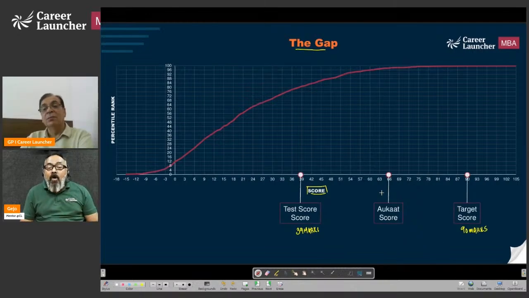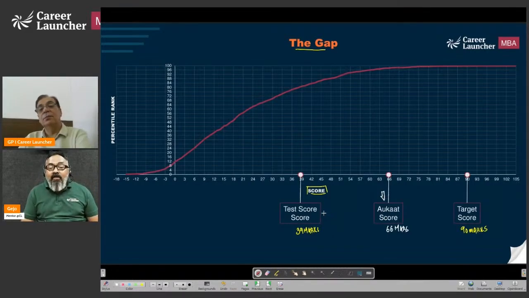But when I put the Aukat score in the middle, and imagine the Aukat score is 66 marks. What is the Aukat score again? These are all the questions that you could have got correct in the paper. You had the knowledge to get them correct, and that creates two jumps which require two very different approaches.